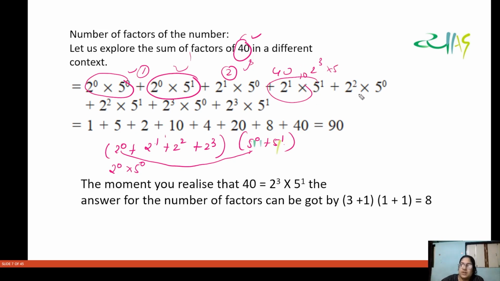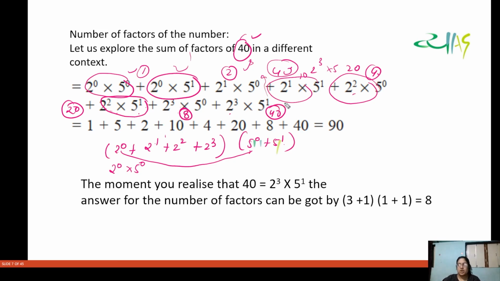Then you have 2 to the power 2 into 5, okay. So you have 20, that means yes, this is a factor of 40. And then you have 2 to the power 2 into 5 to the power 0. Sorry, this was 4. We know 4 is a factor of 40. Here we come to know that 20 is a factor of 40, and 8 is a factor of 40, and 40 itself is a factor of 40, okay.